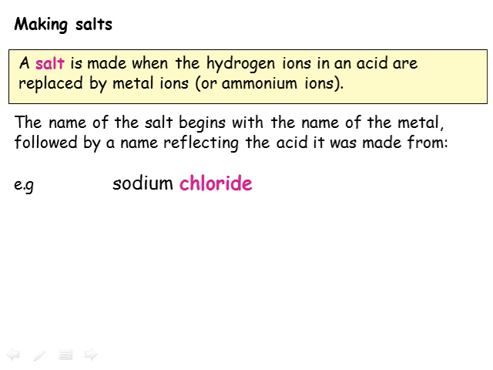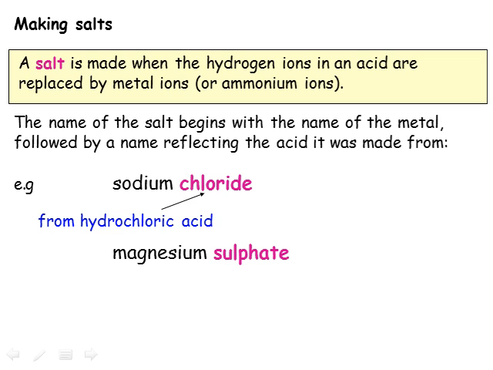For example, sodium chloride is produced by replacing the hydrogen ions with sodium ions. The acid we do it with is hydrochloric acid. All chloride salts start with hydrochloric acid. The salt magnesium sulfate, a common ingredient in bath salts, is made by replacing the hydrogen ions with magnesium ions. The acid we do it with is sulfuric acid. All sulfate salts begin with sulfuric acid.